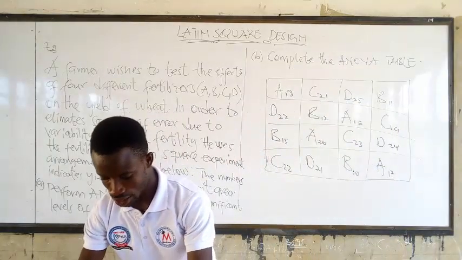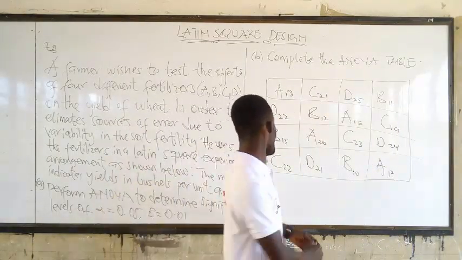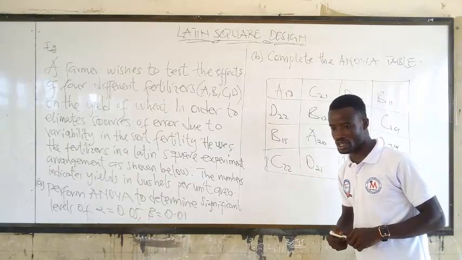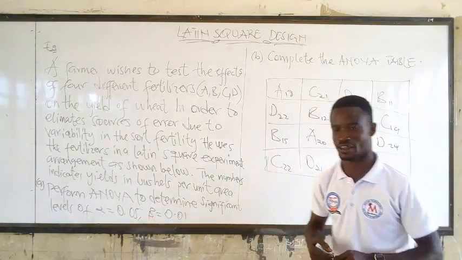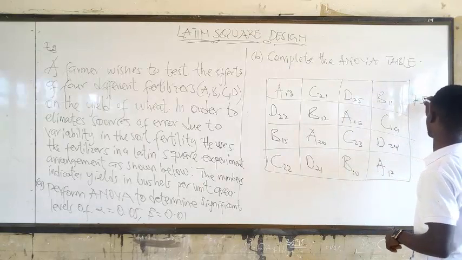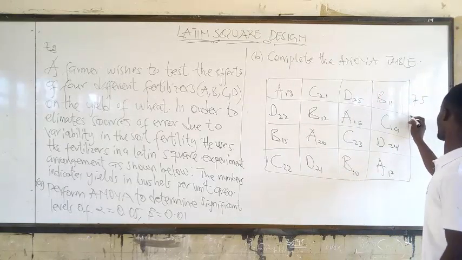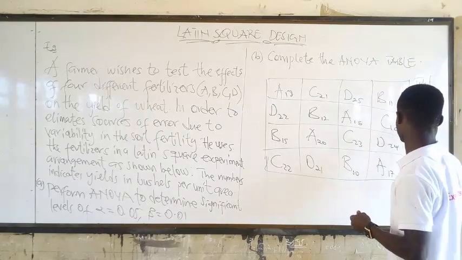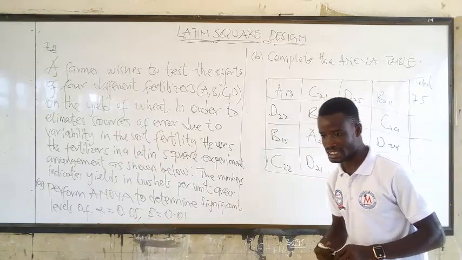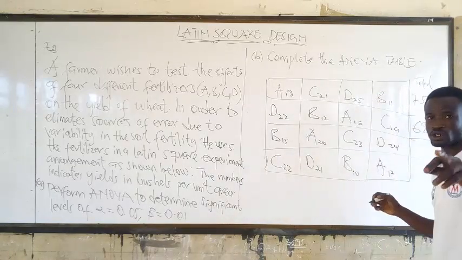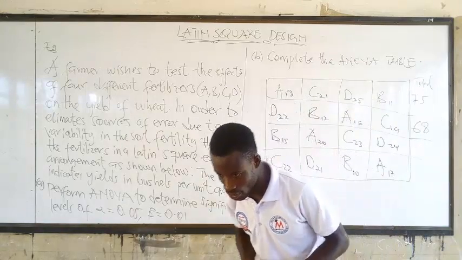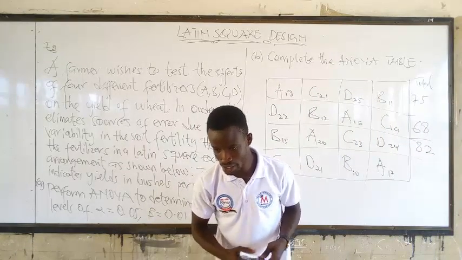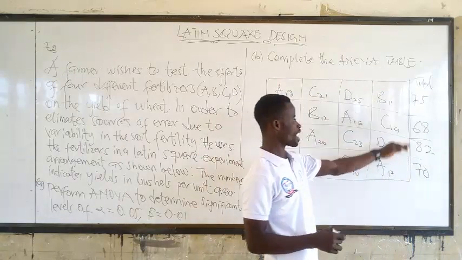So you sum it up. So let's add 18 plus 21 plus 25 plus 11. That will give you 75. So this is the total here. Then the second row will give you 68. Make sure you also test to confirm it. The third row will give you 82. The last one will give you 70. So that's what we have for them.